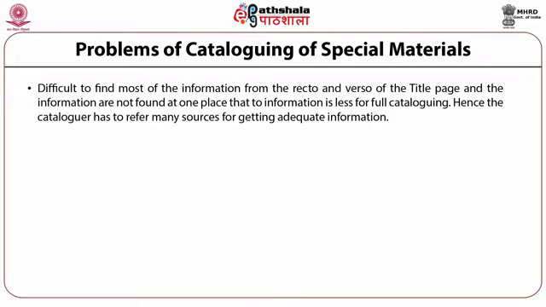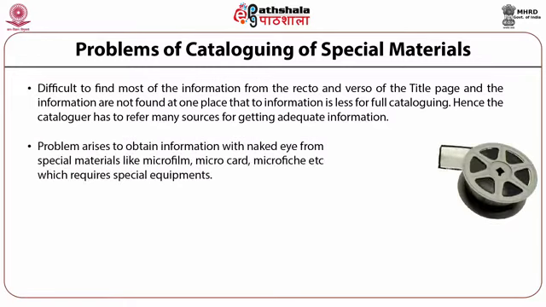Secondly, in microfilm and micro opaques the information is very little. But on the other side, the readers want more information about the documents. So it is difficult for the cataloger to give the maximum information to the reader, so that he or she can choose the document desired. So he has to search some other reference sources to get more information.